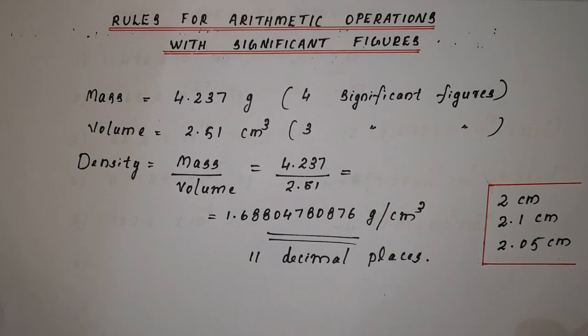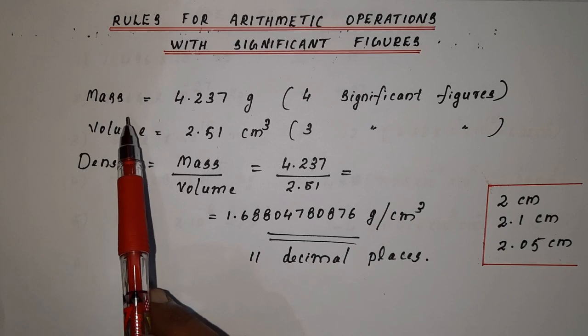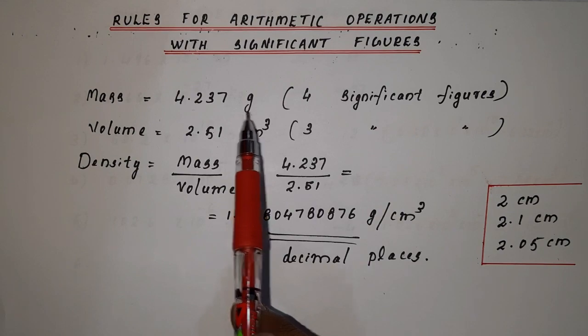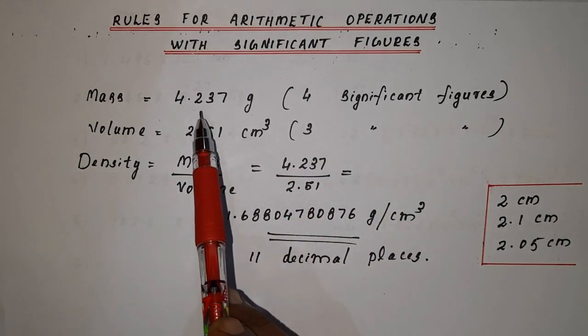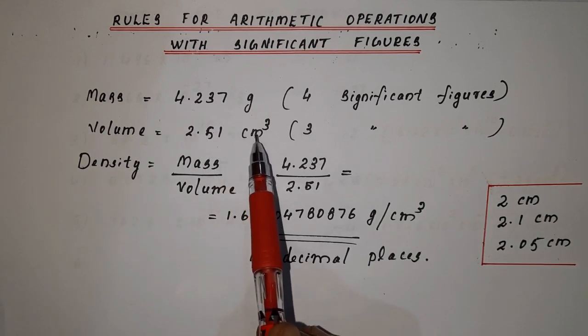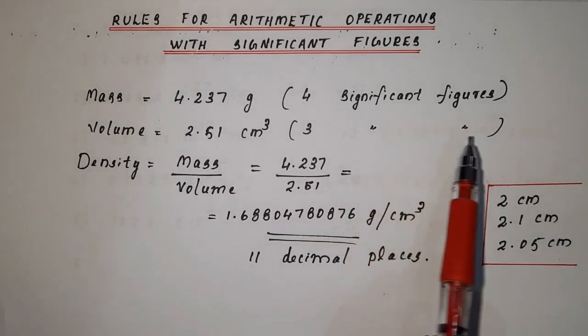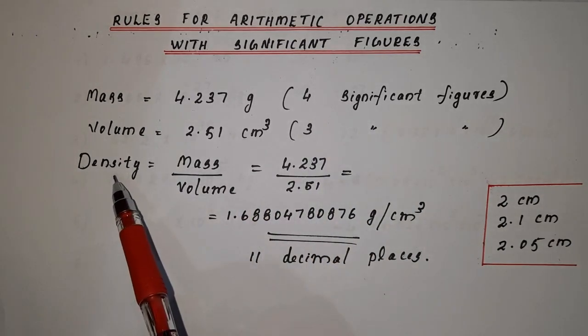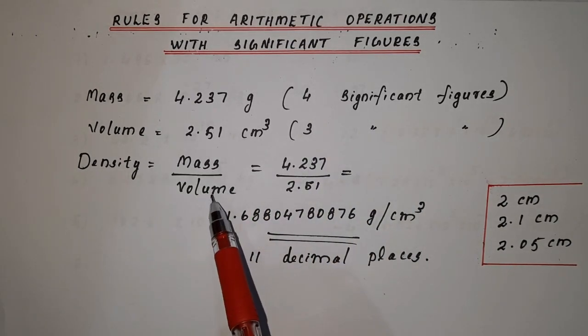Today we are discussing rules for arithmetic operations with significant figures. So you may be thinking why there should be such rules for doing arithmetic operations. I will explain. Consider an object whose mass is measured to be 4.237 gram. That means there are 4 significant figures in that measurement. Its volume is measured to be 2.51 centimeter cube. So there are 3 significant figures in that measurement. Okay. So when we calculate its density, density is mass by volume.